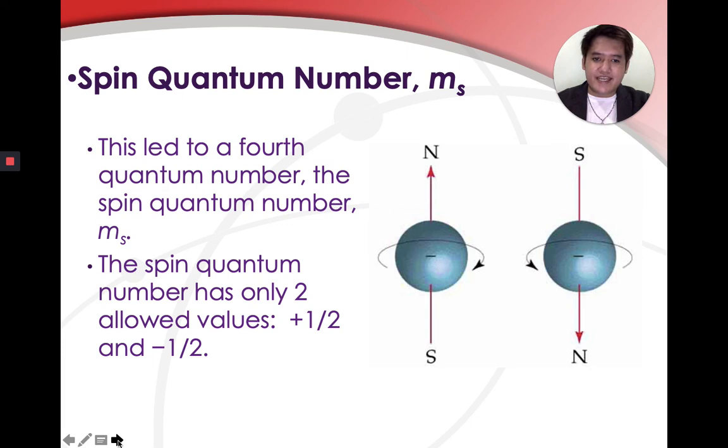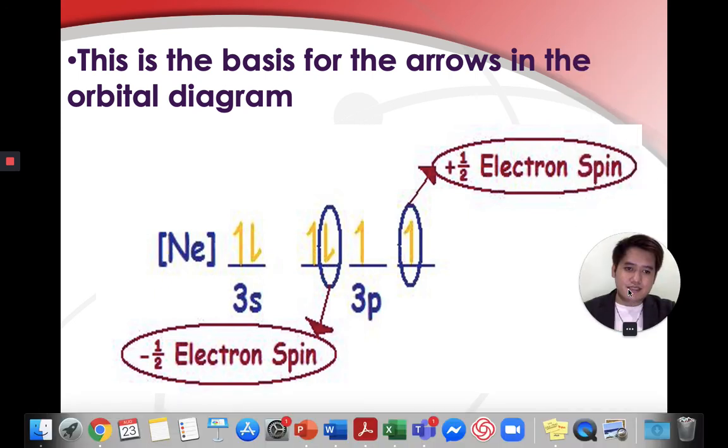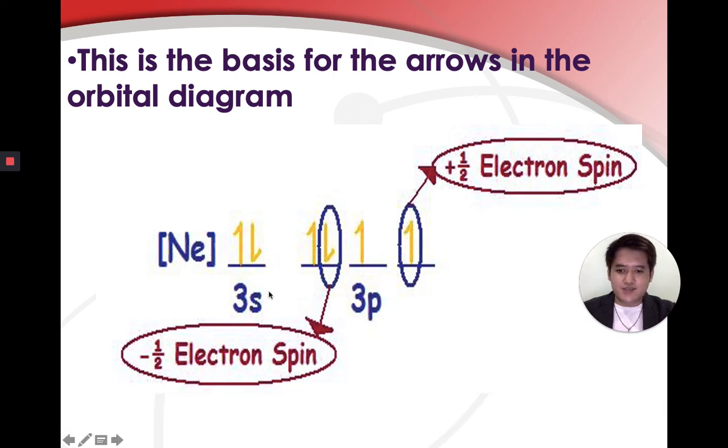So that experiment led to a fourth quantum number, which is ms, and it has only two values, plus 1/2 and negative 1/2. If the electron is pointed upward, it's spinning clockwise, that's positive 1/2. If it's counterclockwise, negative 1/2. Okay, and that is the basis for the arrows in the orbital diagrams. Some people would like to have a half arrow, while others use a full arrow, but it doesn't matter as long as we know that they are the electron spins.